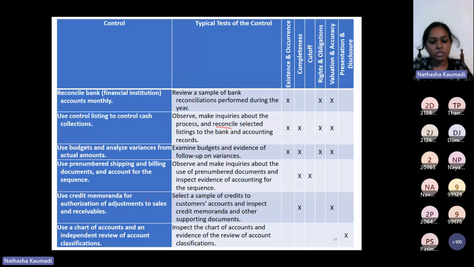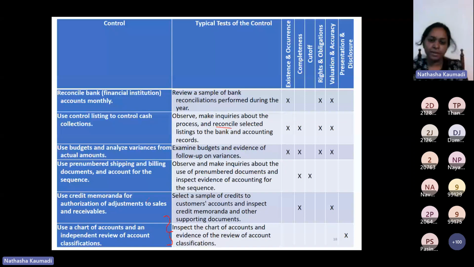And then use chart of accounts and independent review of account classification. Regarding presentation and disclosure, there can be a control like this. They are using a chart of accounts and independent review of account classifications. So you are checking that. Inspect whether there is a chart of accounts actually, and review the documents, review for those evidences, whether they have actually reviewed those classifications. So you are inspecting those documents and see.